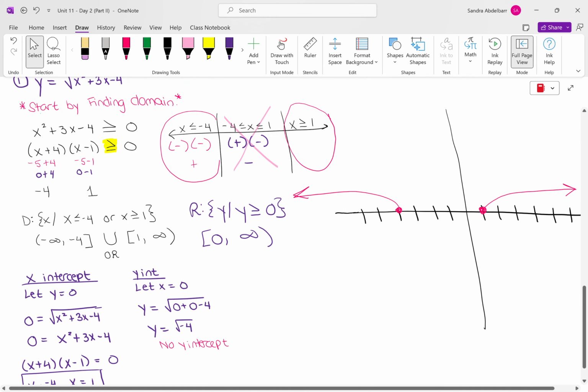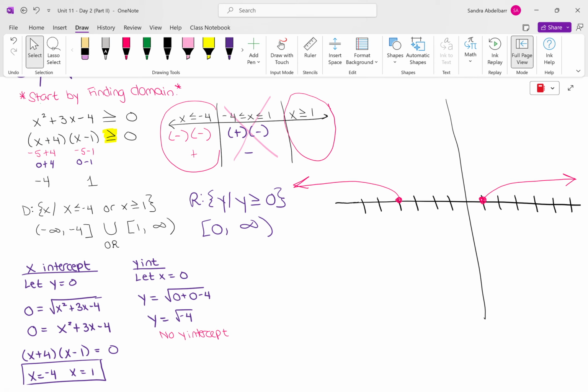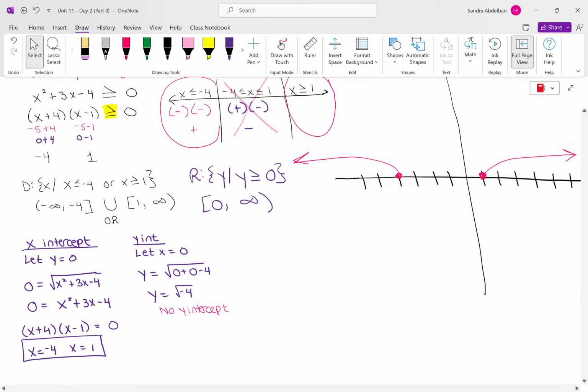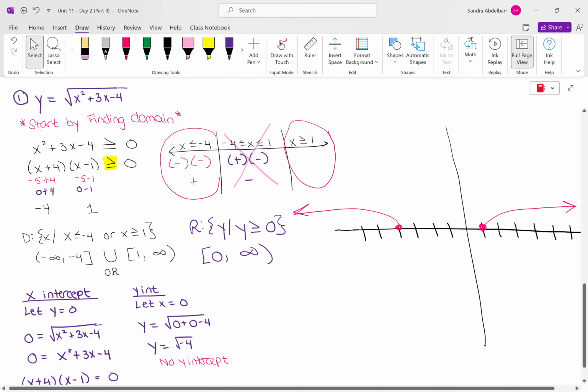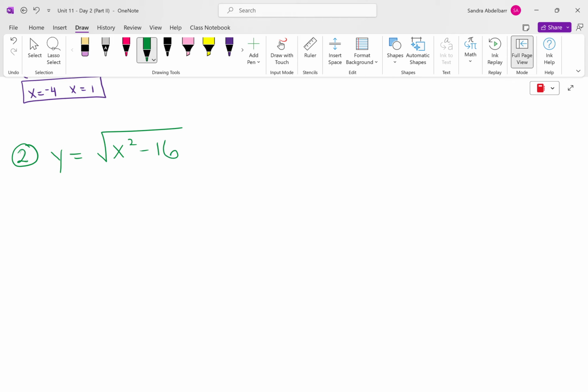Okay, you guys try this next one on your own. Is anybody still copying? Raise your hand. Okay, next one. I want it all. I want the intercepts, I want the domain, I want the range, I want the graph, I want it all.